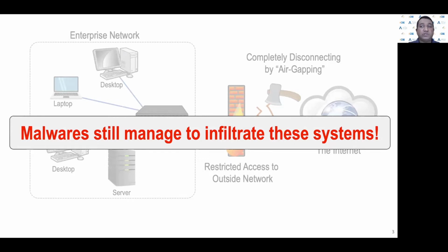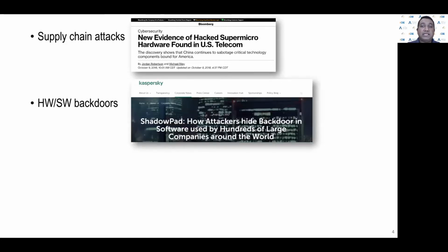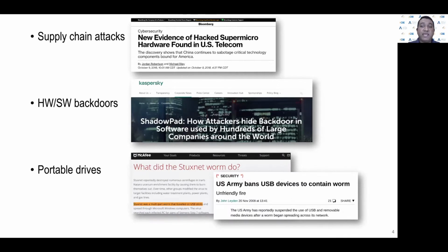Unfortunately, even when the network restrictions and air-gapping work 100% of the time, malware still manages to find its way into these systems. For example, malware can get into a secure system through the supply chain. A recent example of such an incident is the discovery of microchip implants on Supermicro server motherboards. Malware can get in through hardware or software backdoors as well, planted during manufacturing or development by insiders, or even by unsuspecting employees who fell victim to an attack. And portable drives remain a major way malware finds its way into secure systems. These are only a few examples of how malware can get into the system, while there are many other ways.